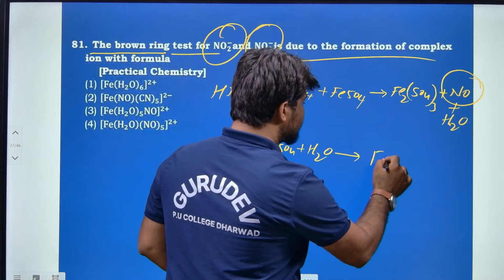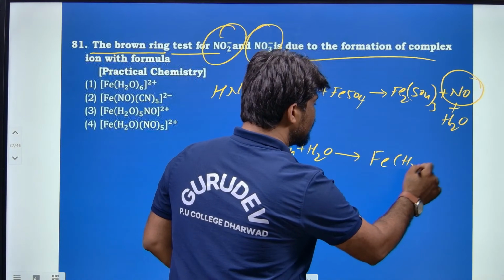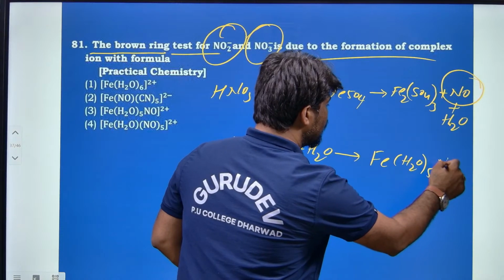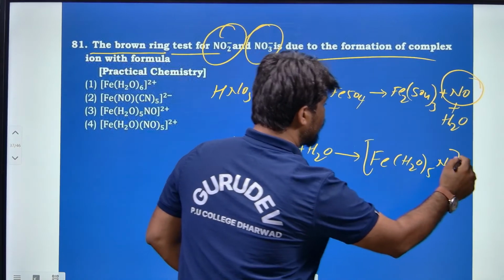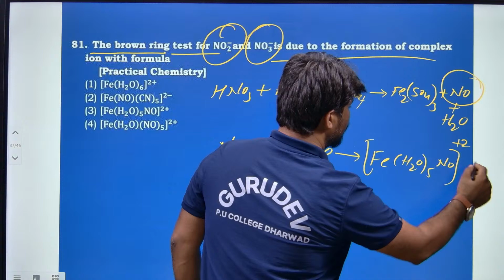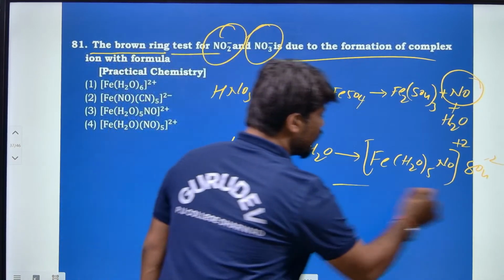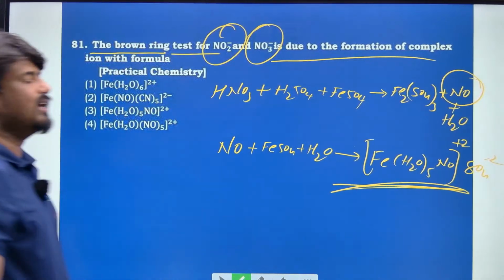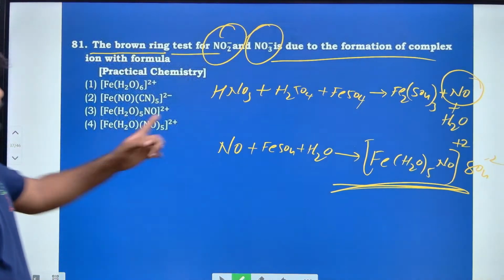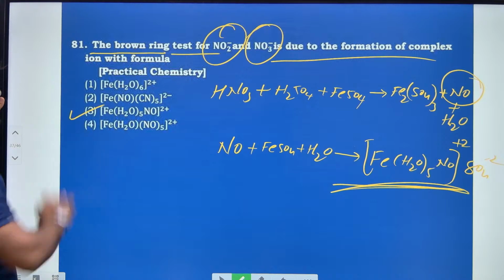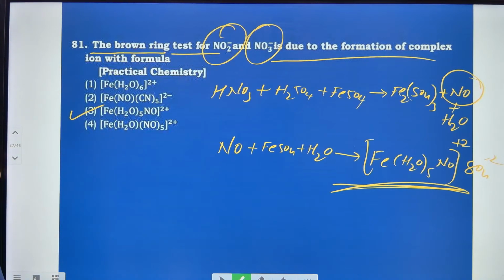Now, what is the complex? [Fe(H2O)5NO]2+, and of course there is an SO4 2- ion also formed here. So because of the formation of this complex, it forms a brown ring. Hence, the right answer is option 3 for the question here. Well, let's go to the next.